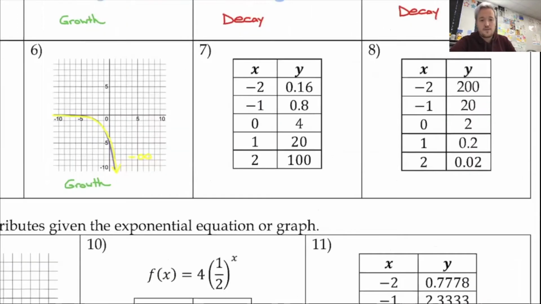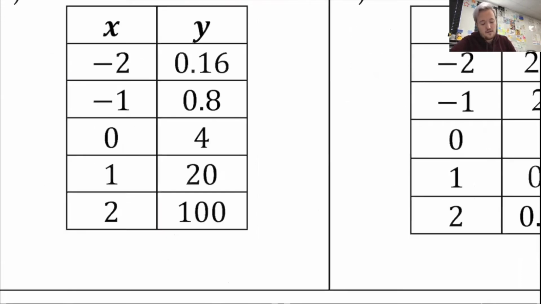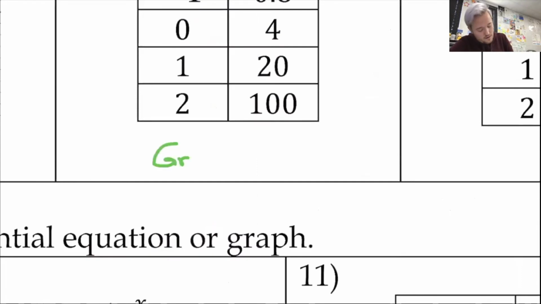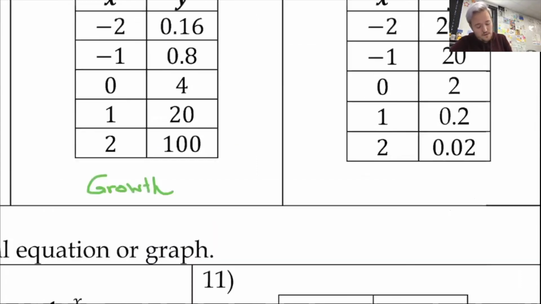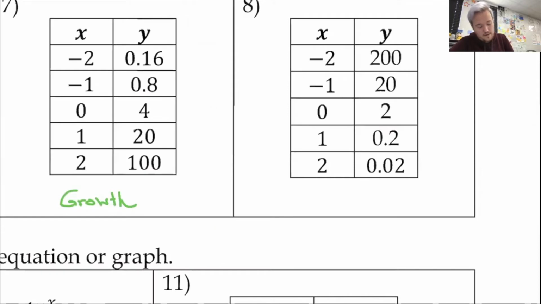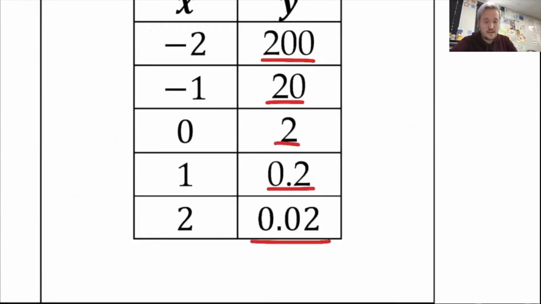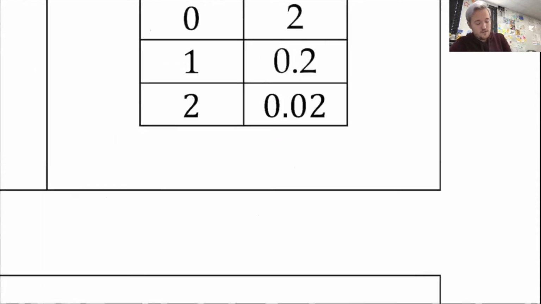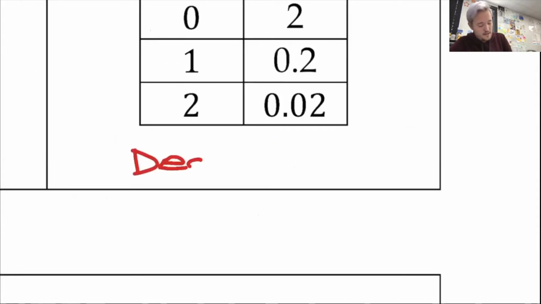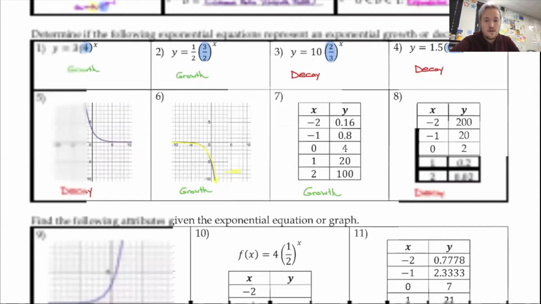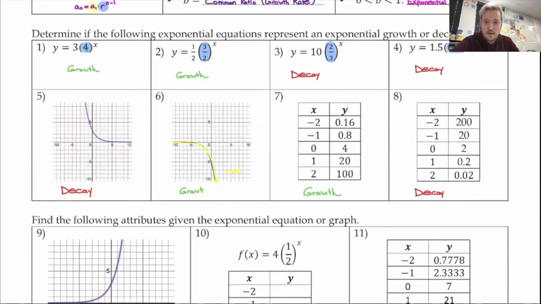All right, so now I give you tables. So you kind of have to look at the y values and determine whether it's going to be a growth or a decay based on the y values. If you look here, notice how the numbers are getting bigger. So because the numbers are getting bigger, this is a growth. Conversely, over here, as you keep going down the table, the numbers are getting smaller and smaller. So because the numbers are getting smaller, that implies we have a decay. So half the battle in this lesson is really just identifying if it's a growth or decay.